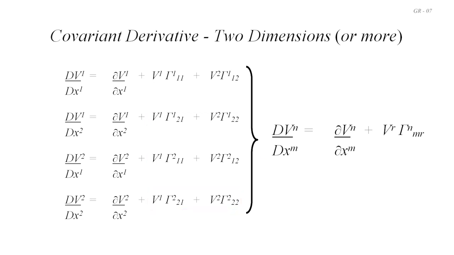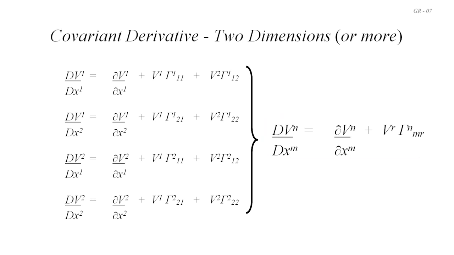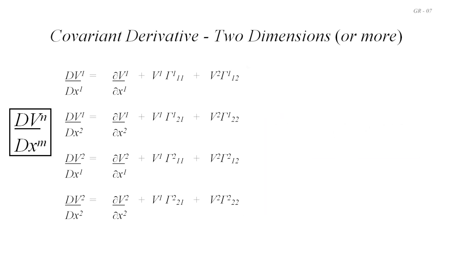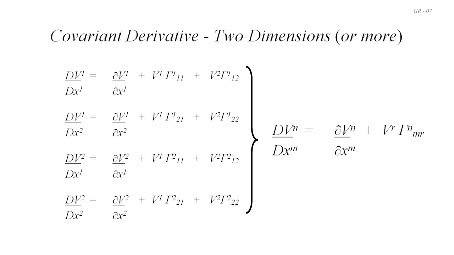All the other indices here, m and n, are not summed but simply worked through, so that, for example, this is the equation for m equals 1, n equals 1, this the equation for m equals 2, n equals 1, this the equation for m equals 1, n equals 2, and this for m equals 2 and n equals 2. But as I say, each equation has the sum over r, which means that they each have two Christoffel terms, at least in two dimensions.